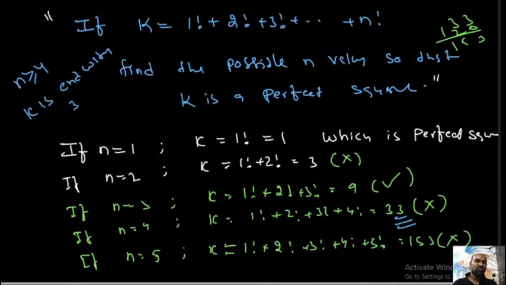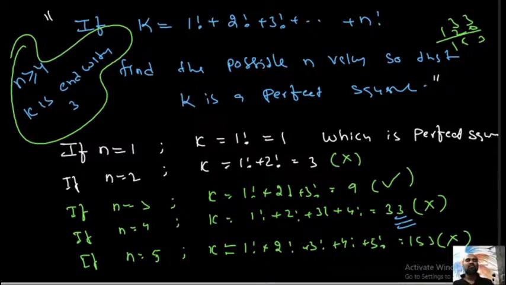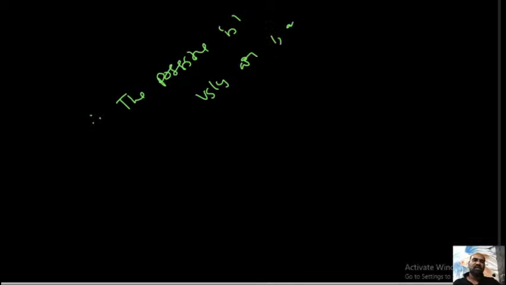So what is the meaning? When n is greater than or equal to 4, k ends with 3. No square number ends with 3, you know that. What is the meaning of that? There is no n value greater than or equal to 4. What are the possible n values? Only 2, that is 1 and 3. Okay, I will write: therefore, the possible n values are 1 and 3. That's all, only 2 values. Okay, I hope you people understood.